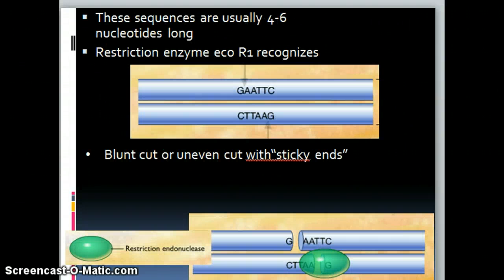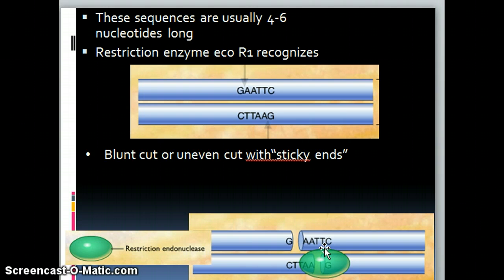The sequences that are usually recognized by restriction enzymes are 4 to 6 nucleotides long. For example, the restriction enzyme EcoR1 recognizes the sequence GAATTC, and its corresponding strand has the same sequence running in opposite direction. After the restriction enzyme passes over this molecule, it cuts it.